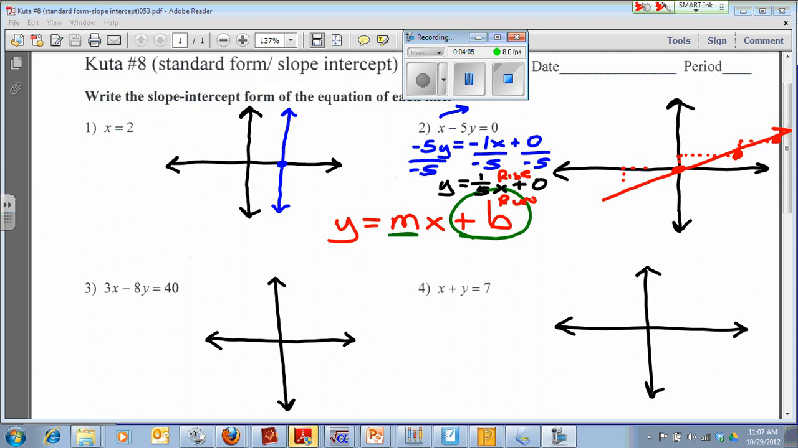So that's the reason why we want it, so that we can get it very quickly in what we call slope-intercept form. I'm going to do a couple more examples. I'm going to do problem number 3.